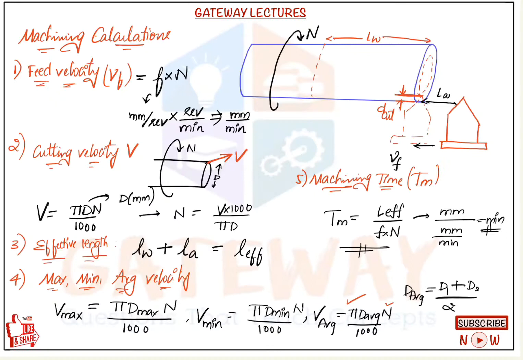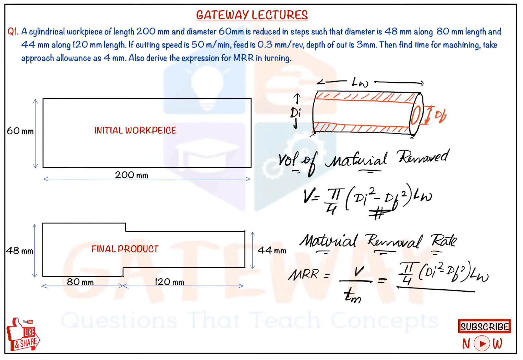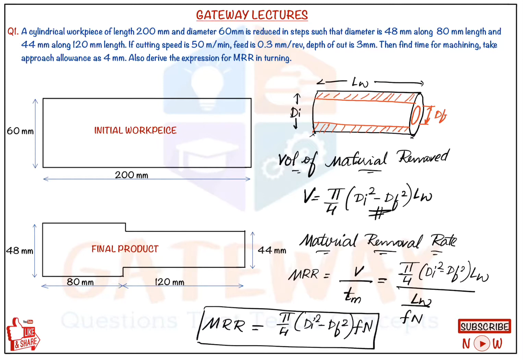Here we discussed the time for machining is L effective upon F into N, but here it should be from start of workpiece to end of workpiece, so it should be LW upon FN. So here LW and LW will get cancelled. From that we will get the value of MRR as pi by 4 (d initial square minus d final square) into FN. This is the MRR, right?